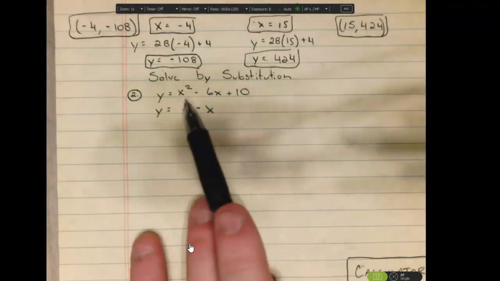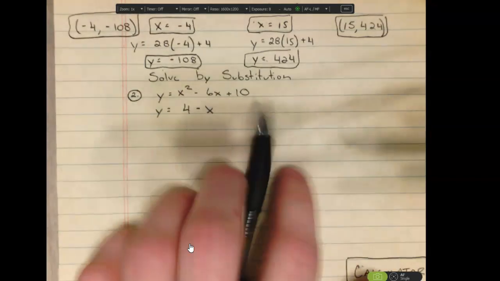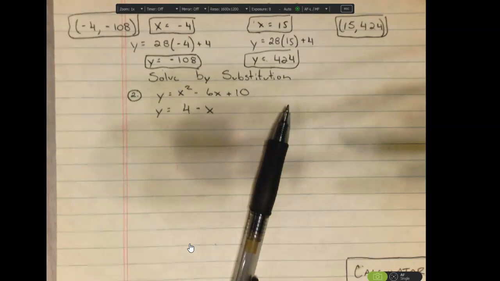Guys, with this problem and even the one above, you could use elimination or substitution and still get the same answer. That's kind of the nice thing about these as well. You can use either method to find the answers to these. So with the second one, I have the two equations. I have y equals x squared minus 6x plus 10, and I also have the equation y equals 4 minus x.